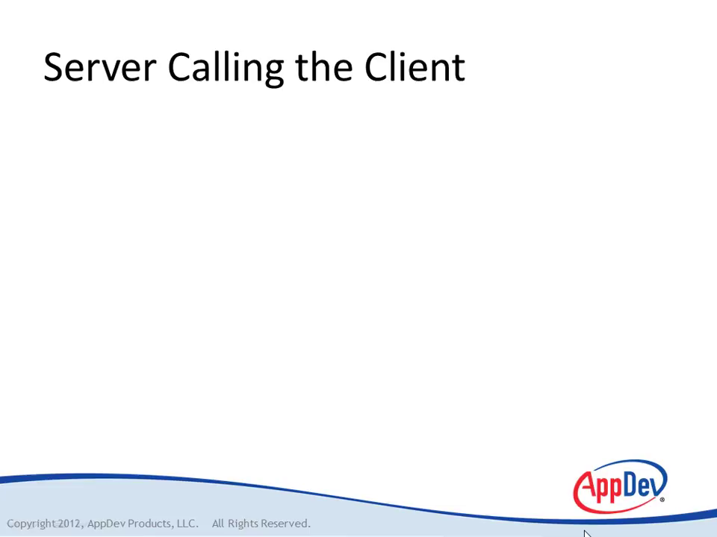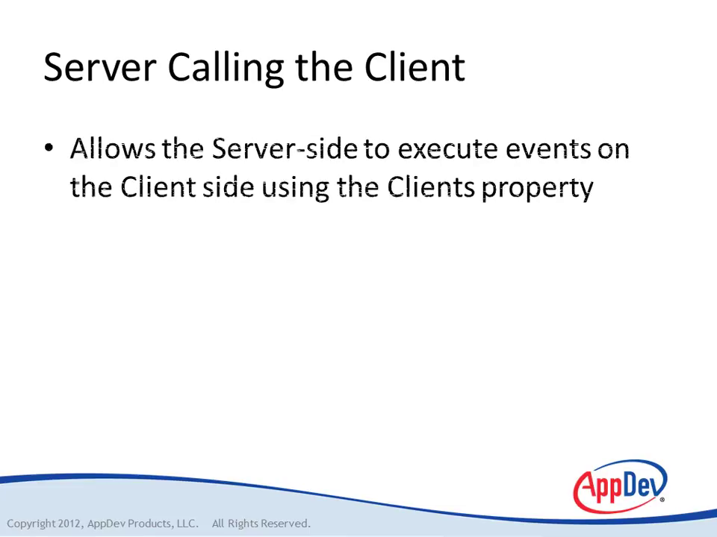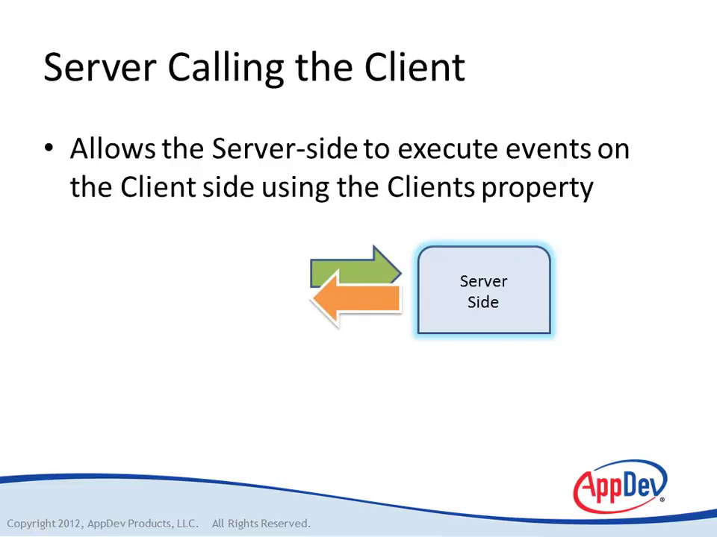The next approach that we're going to look at is the server calling the client. This allows server-side code to execute events on the client side using the client's property. For instance, we have some code running with SignalR, so it's already talking to the client side, and what we want to do is execute an event or a function on the client side from the server side. Traditionally, in the past, you'd actually have to register a client script or JavaScript on the fly from the server side to pull this off. With SignalR, you can actually explicitly call client-side functions from the server side by using the client's property.